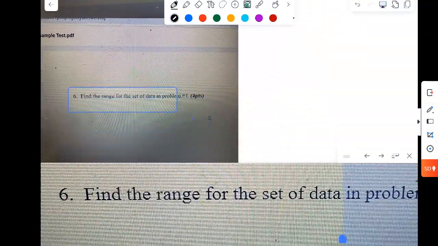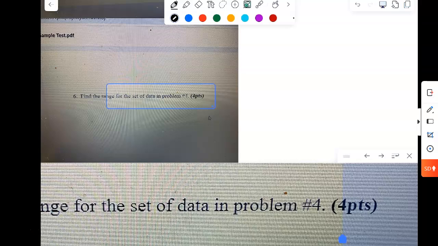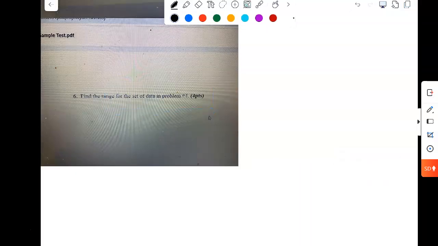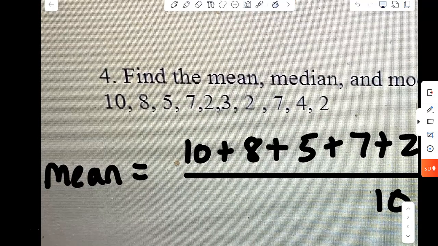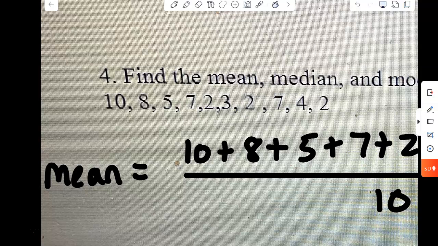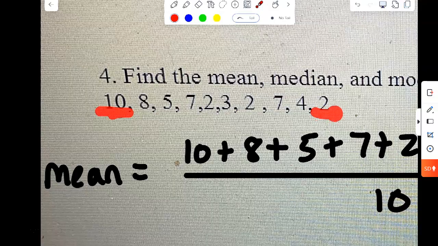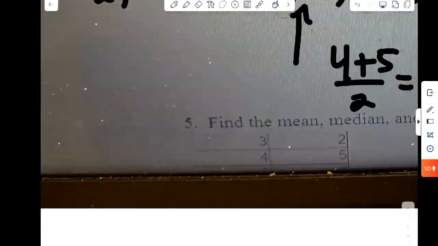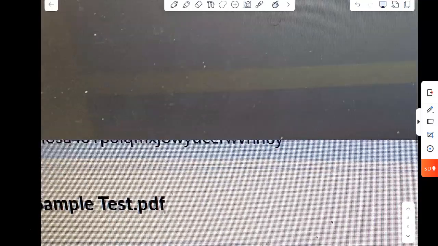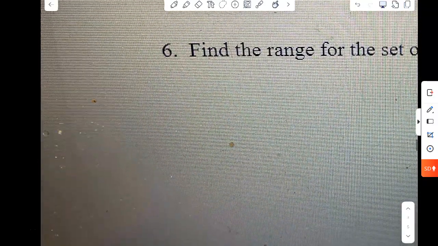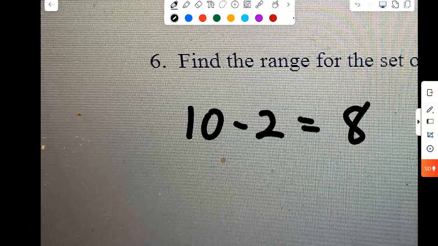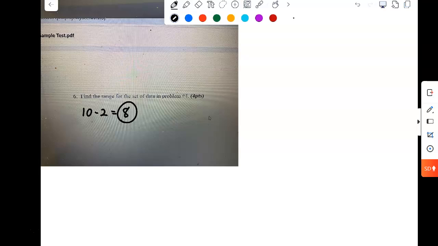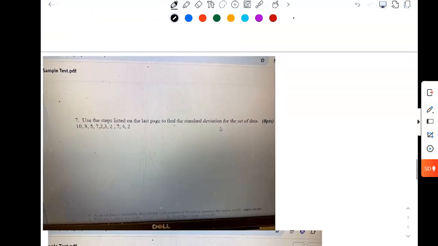Okay, next question asks us to go back to problem number 4 and find the range. So if we go back to the data in problem number 4 here, we want to find the range. Remember, range is just highest minus lowest. So the highest value in our list is a 10, the lowest is a 2. So for range, all we do is exactly that, 10 minus 2. And so the range of our set of data is just 8.